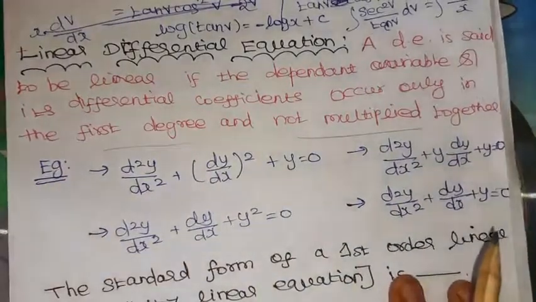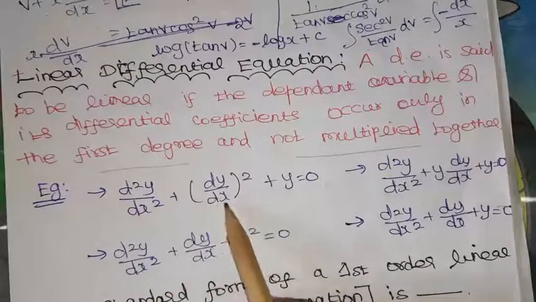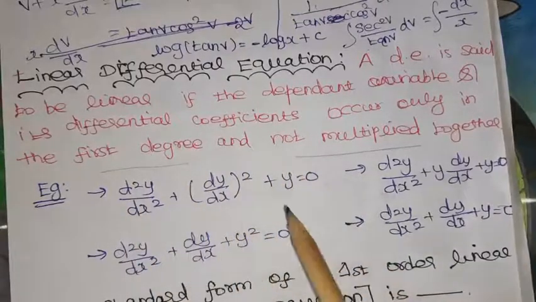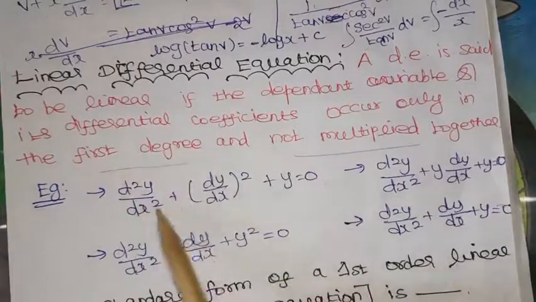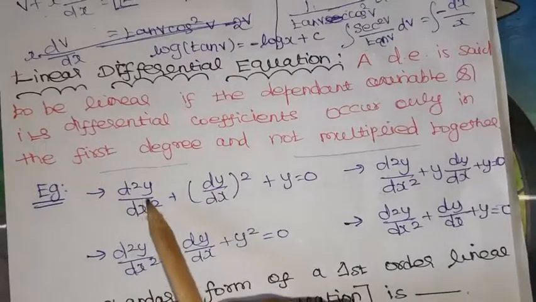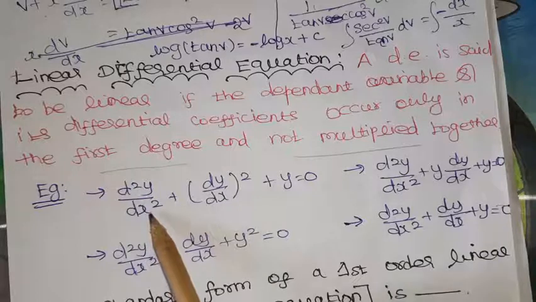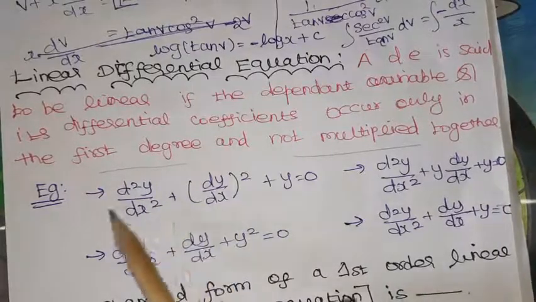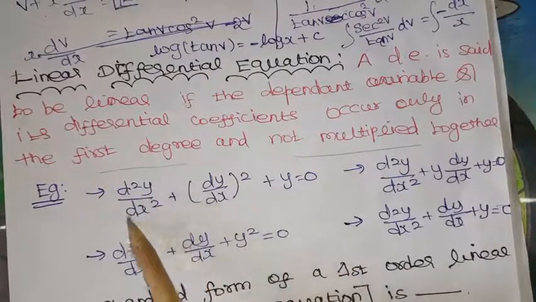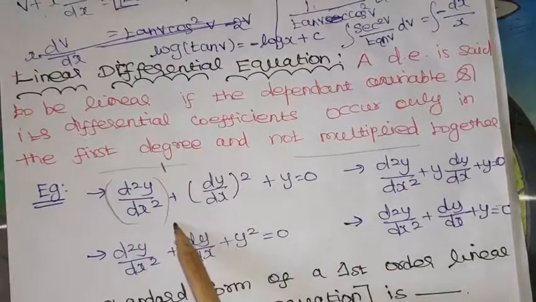So we'll see some examples of differential equations. See, d squared y by dx squared plus (dy by dx) the whole squared plus y equal to 0. So what is the degree of this differential equation? The degree is 1. The higher order derivative is known as the order of the differential equation, so what is the degree, the power of the higher order derivative? What is the higher order derivative here? d squared y by dx squared. What is the power? The whole power 1. So it is first degree, right?